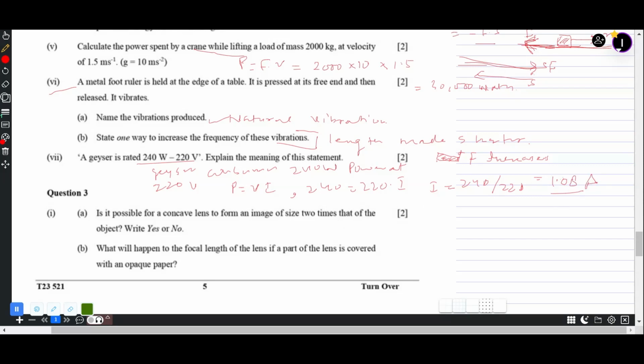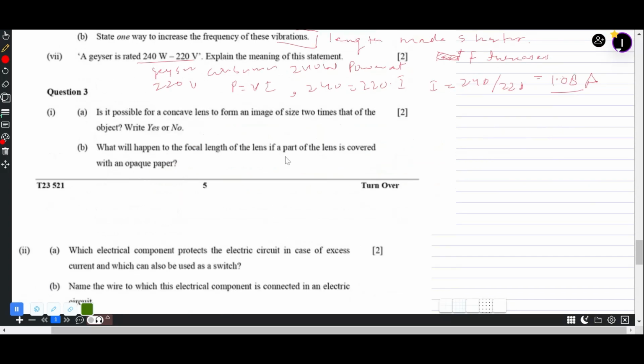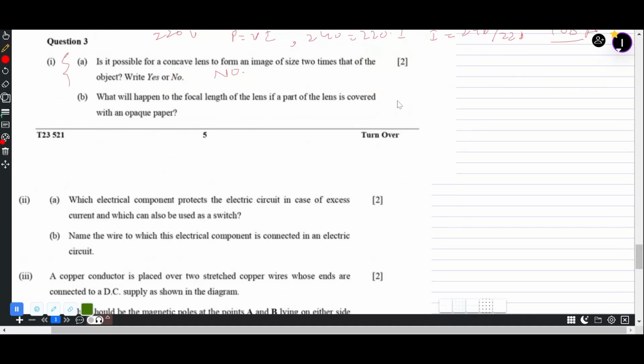Now next, is it possible for a concave lens to form a real image? This is the same question that appeared before also. Answer is no. It always forms an image which is smaller than the object. What will happen to focal length of the lens if part of the lens is covered? Nothing will happen. Focal length remains the same. Presuming I cover this, I'm taking the case of a convex lens. Image gets moved. We'll take another ray through the center. So the only thing is the quality of image is slightly diminished. Quality is impacted. Otherwise, focal length remains the same.